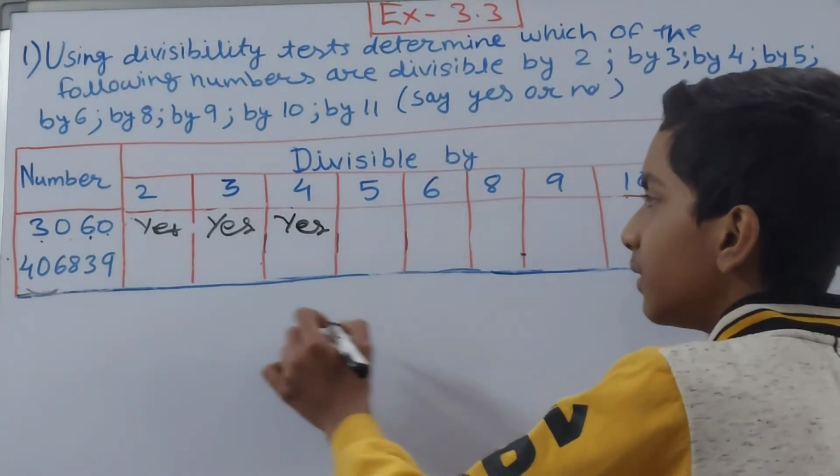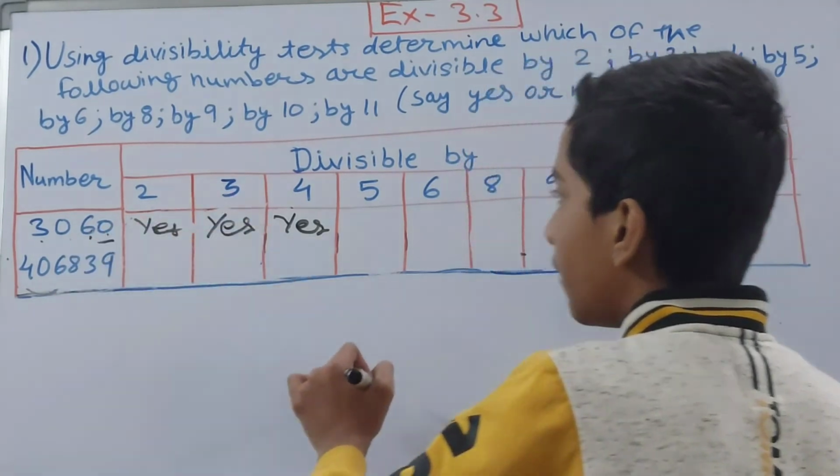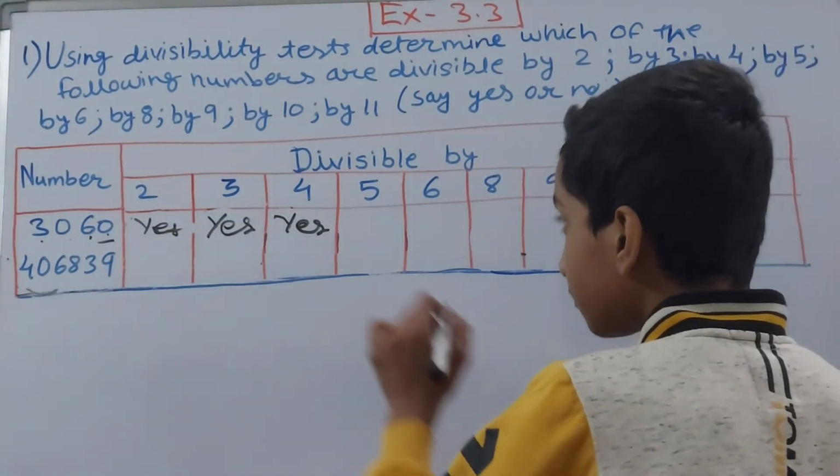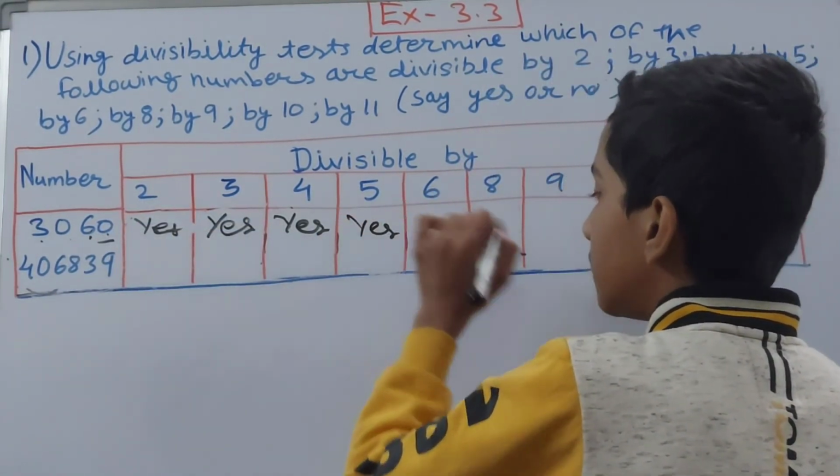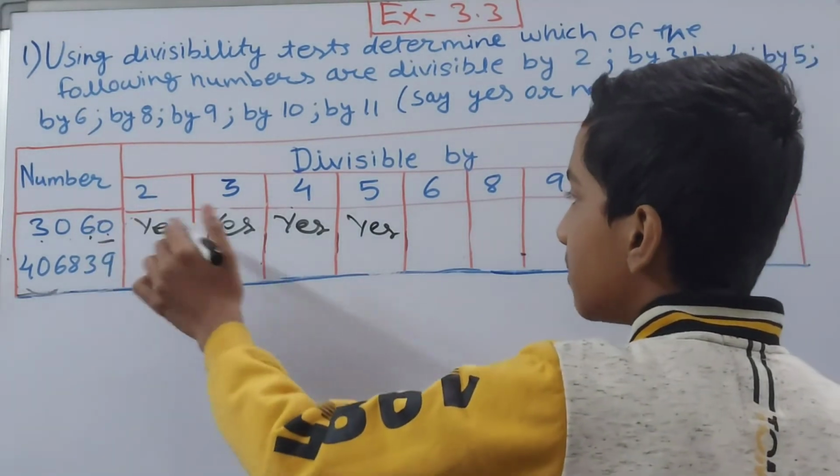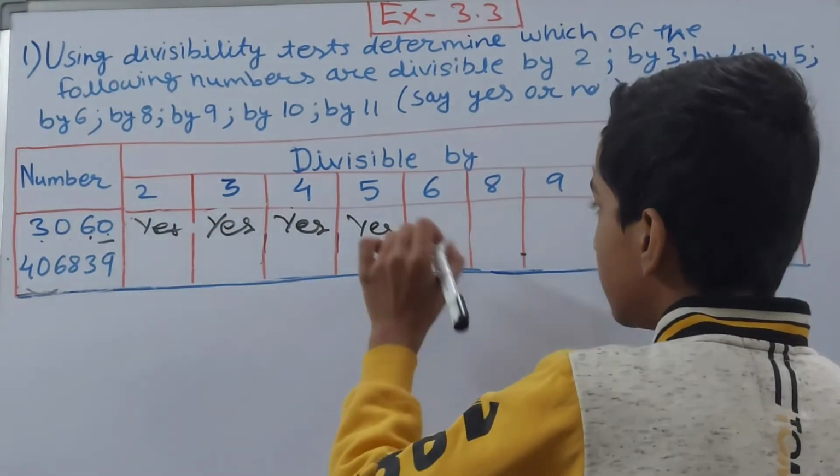For 5, the digit at one's place should be 0 or 5. We have 0 here. For 6, the number should be divisible by 2 and 3 both. It is, so yes.